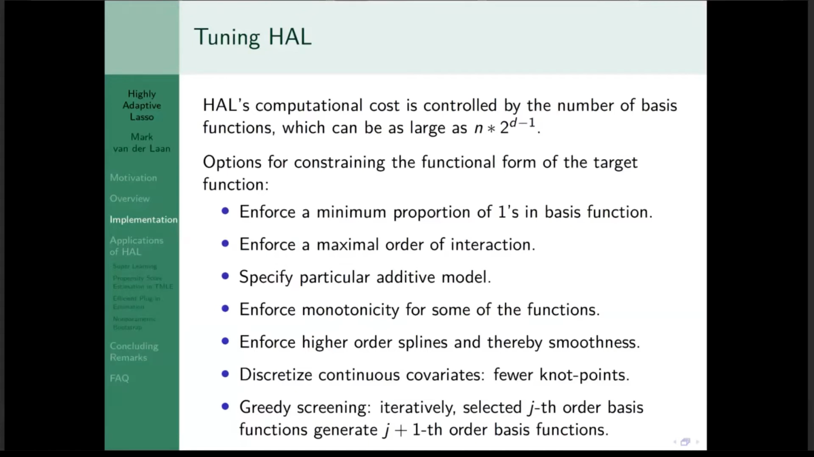And then on top, we have these greedy screening algorithms where you first fit the HAL with only the 1-ways, and that will at most select n basis functions. Then with these n, you construct the 2-way interactions, and then you fit it again. In this way, you can build hierarchically more and more complex functions, and at the end, stop when it is not helpful anymore.